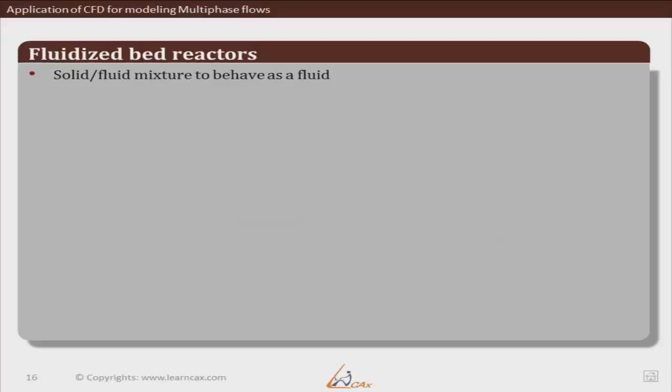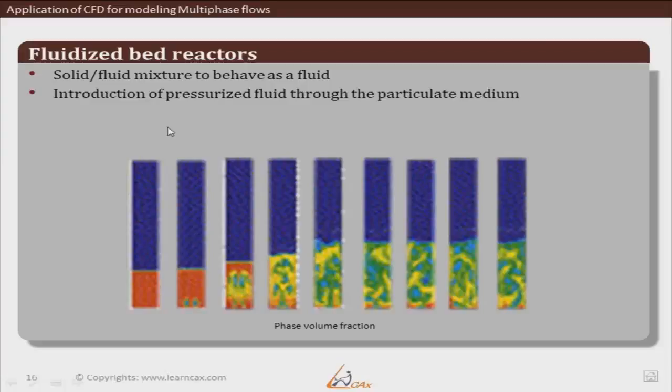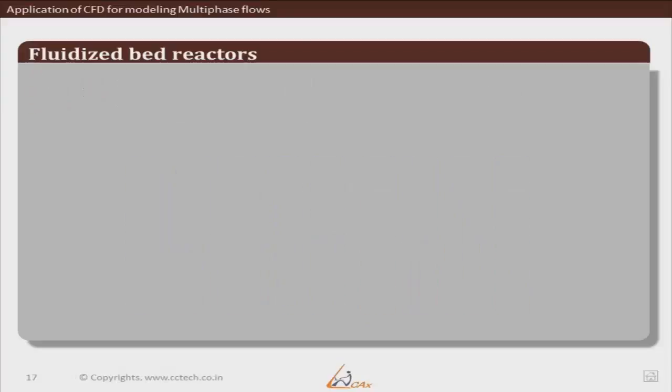The next example is fluidized bed reactors. These have a solid-fluid mixture which ultimately behaves as a fluid. We'll see how it happens. An example of the volume distribution of a CFD result is shown here within a fluidized bed reactor. What happens here is there is introduction of pressurized fluid through the particulate medium. Fluid is forced from the bottom within a packed particulate medium, which causes the particles to act as a suspension. So the entire system has the ability to promote a high level of contact between gases and solids.